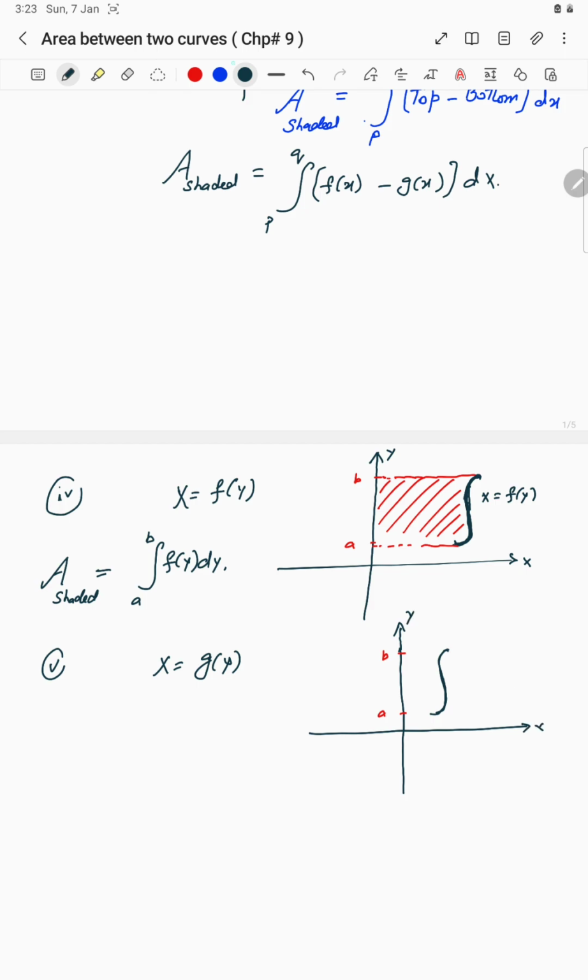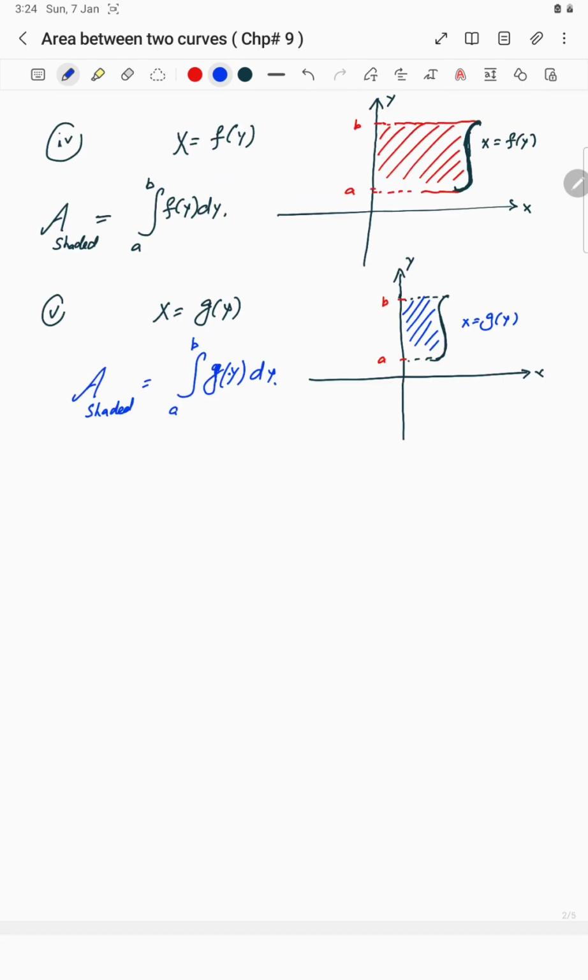Y-axis, x-axis. Here if we join this, you can see the shaded region becomes like this. Now the curve is x equal to g of y, then the area shaded for this case will be the integral from a to b of g of y d of y. The third case.